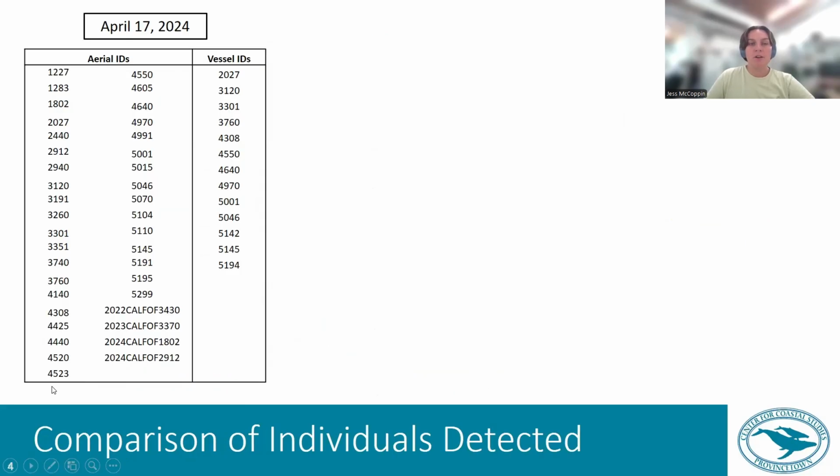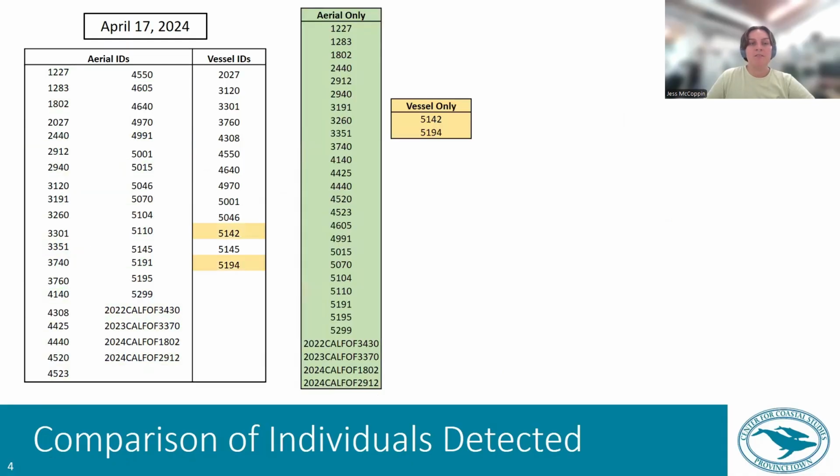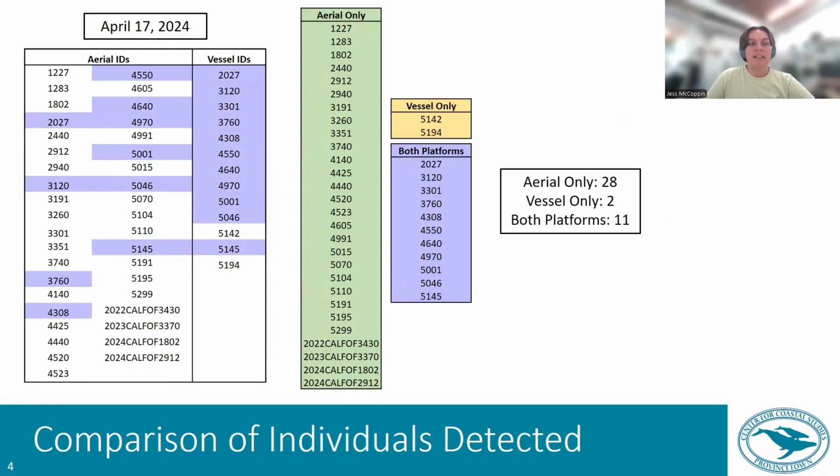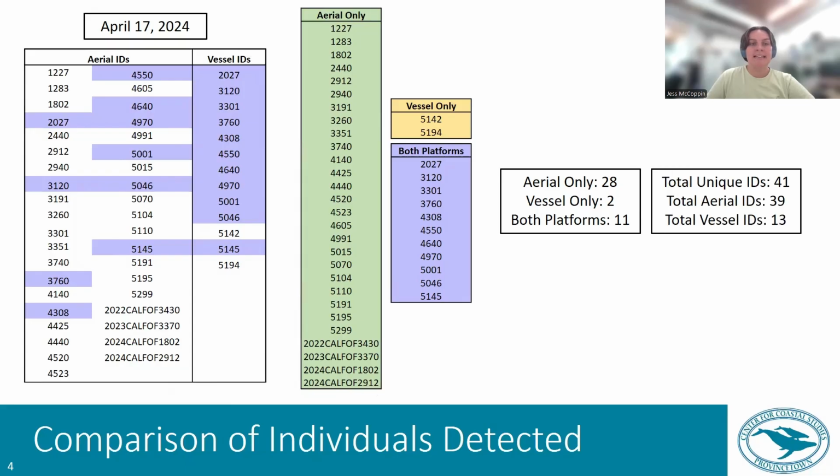For each pair of co-occurring aerial and vessel surveys, I use individual IDs derived from photo identification to quantify individuals detected only from the aircraft, only from the vessel, and from both platforms. The IDs from April 17, 2024 are shown as an example. From this, we can determine the total unique IDs detected from each platform and the combined platforms.